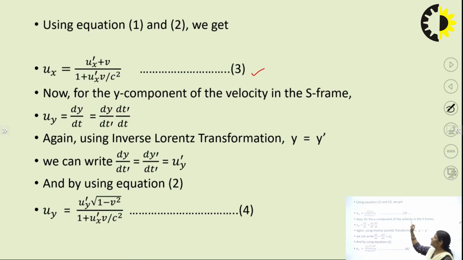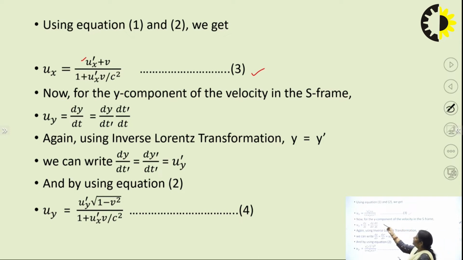All right. So this equation is giving the x component of velocity. If we look at this equation 3, up till now we have established a relation between the x component of the velocity in the S frame and in the dash frame, because the dash frame velocity x component is this ux dash. Now we have to do it for the y component. I have already discussed, we will be evaluating the components separately.